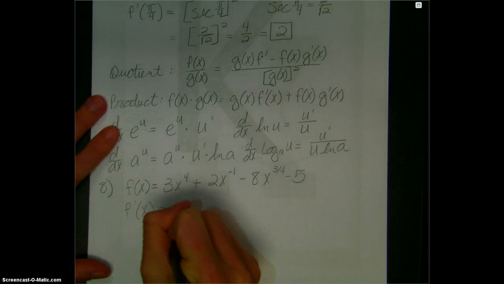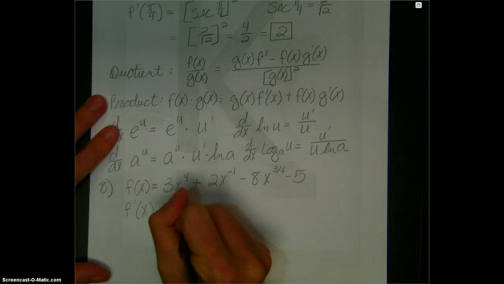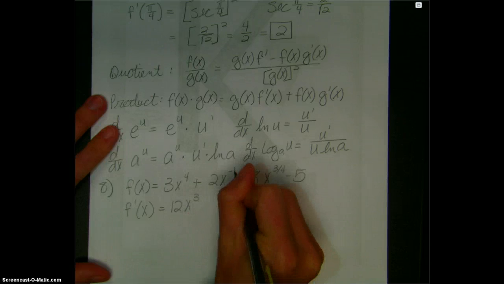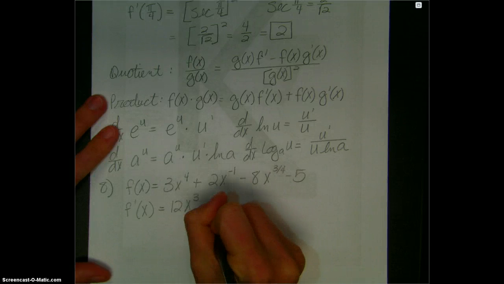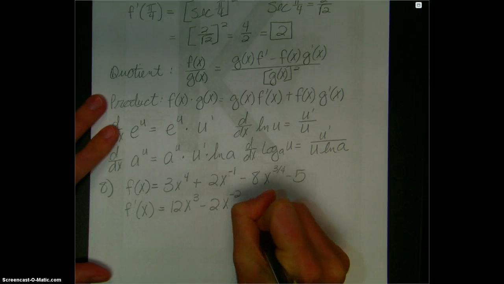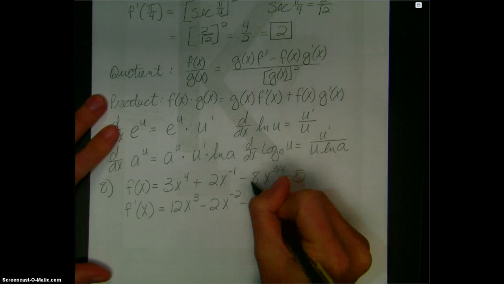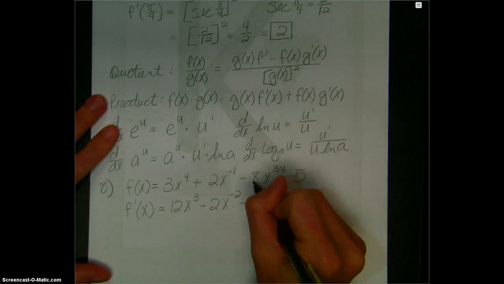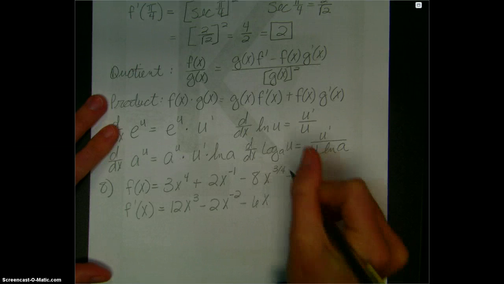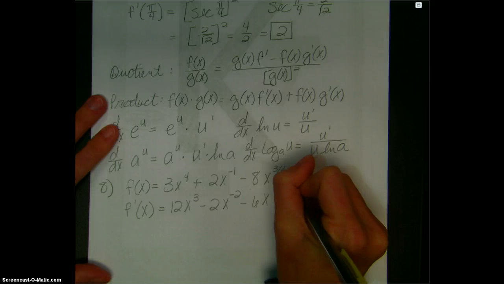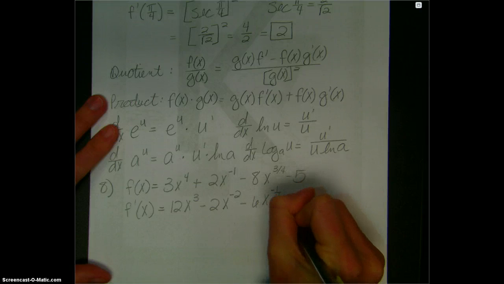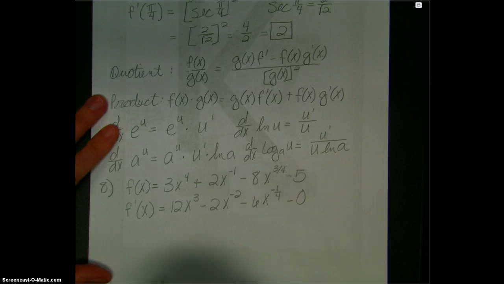Okay, so my power rule tells me to move my 4 to the front and multiply, so that's going to be 12. I'm going to subtract 1, gives me x cubed. Then again, multiply negative 1 times 2 gives me minus 2. And when I subtract 1, I get a negative 2 power. And here, when I multiply 8 times 3/4, I know that 4 goes into 8 2 times, and 2 times 3 gives me 6x, and then I need to subtract 1 from here. So 3/4 minus 4/4 would give me negative 1/4, and then the derivative of the 5 would give me 0.